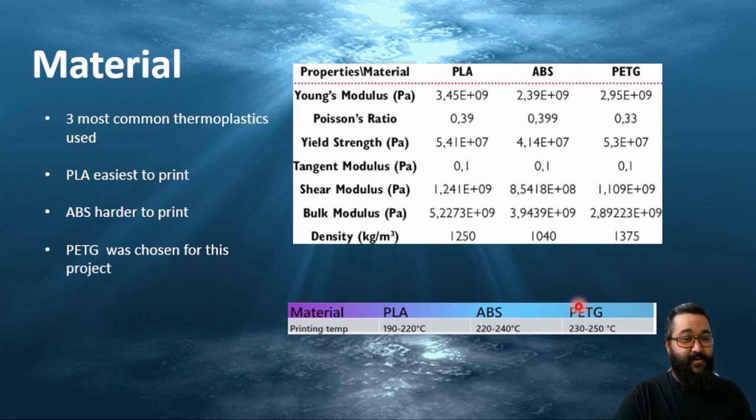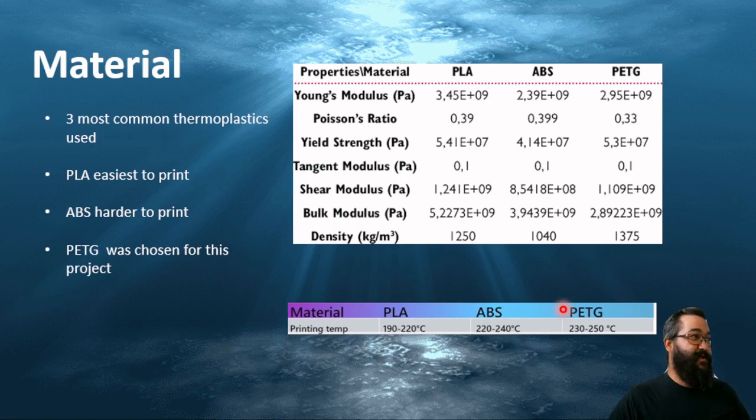There are other materials, like nylon and polycarbonate, but in this case we're just going to focus on these specific three. PLA is the easiest to print that you will see. It prints without needing a heated enclosure, so any printer can print it. ABS is a little bit harder to print though.